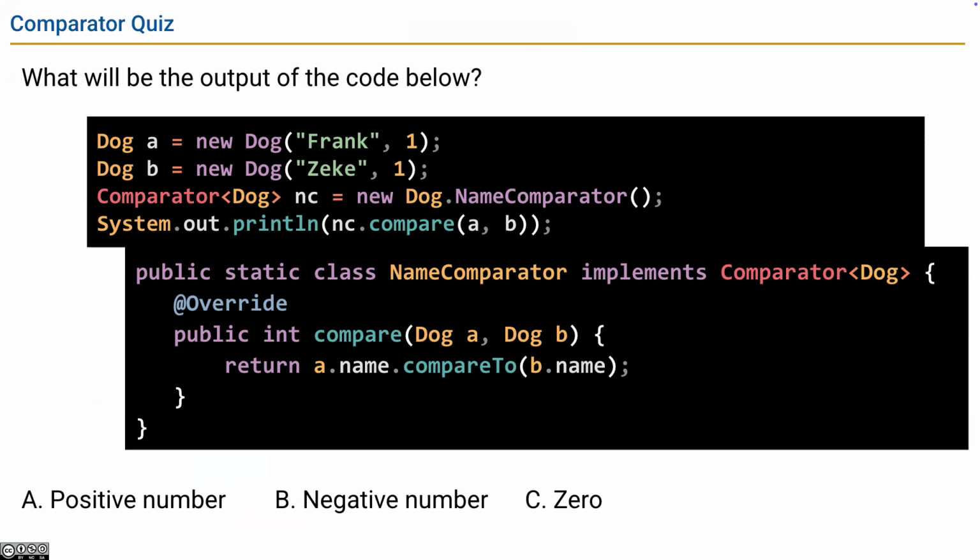Yeah? Negative number, right? So what it's going to do is it's going to say Frank is less than Zeke. Okay. How do we know that? Because this NameComparator object told me. Any questions about the structure of the code on the slide? Yeah.